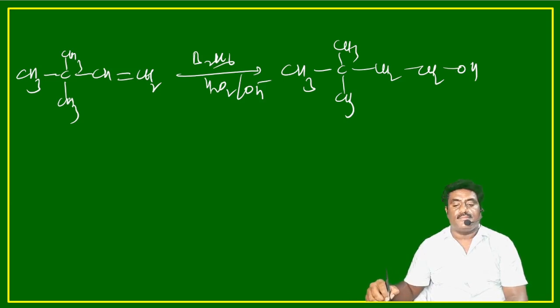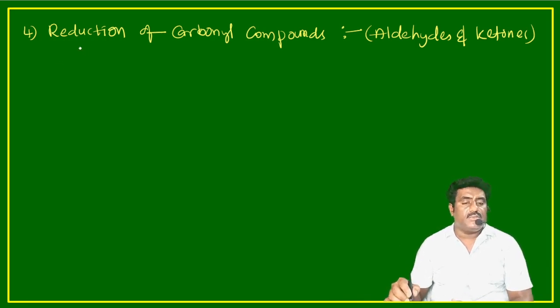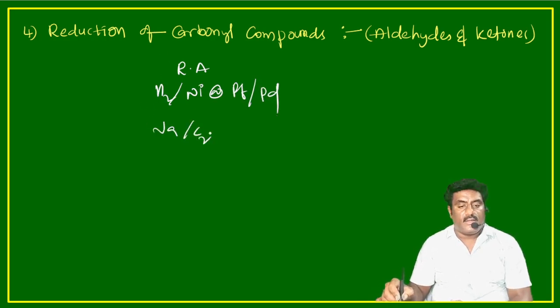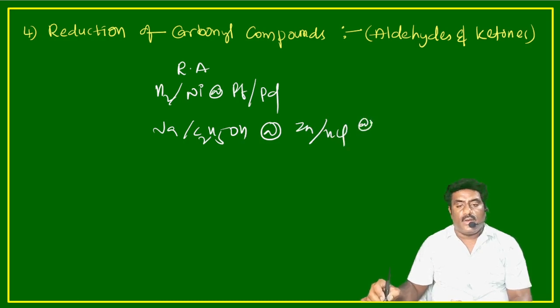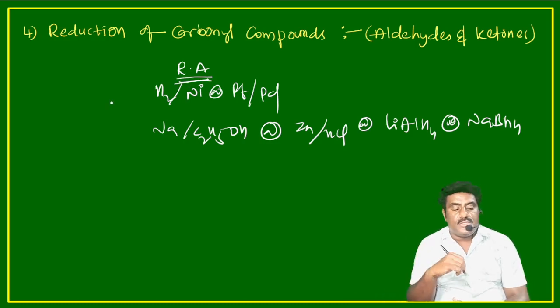Have a look at the next reaction: production of carbonyl compounds. Carbonyl compound means aldehydes and ketones. Aldehydes and ketones are converted to alcohol. What is the reagent used? Generally hydrogen with nickel, platinum or palladium, or sodium in ethanol, or zinc and HCl, or lithium aluminum hydride, or sodium borohydride. These reagents are used for reduction. So these are reducing agents. Aldehydes and ketones are converted to alcohol.